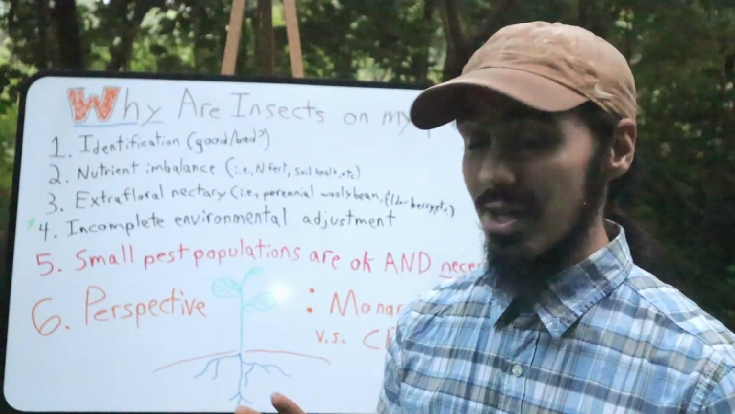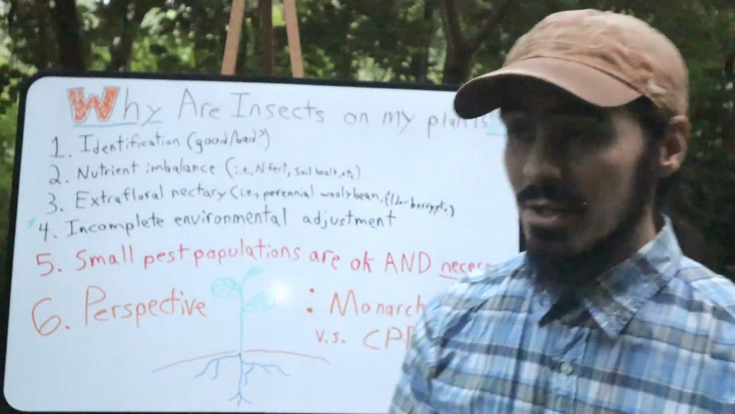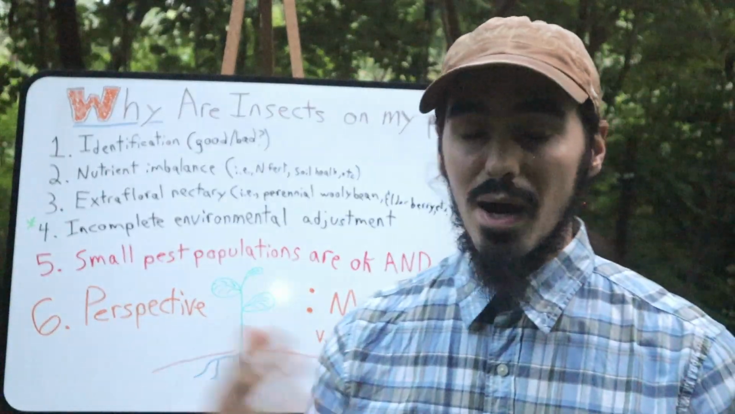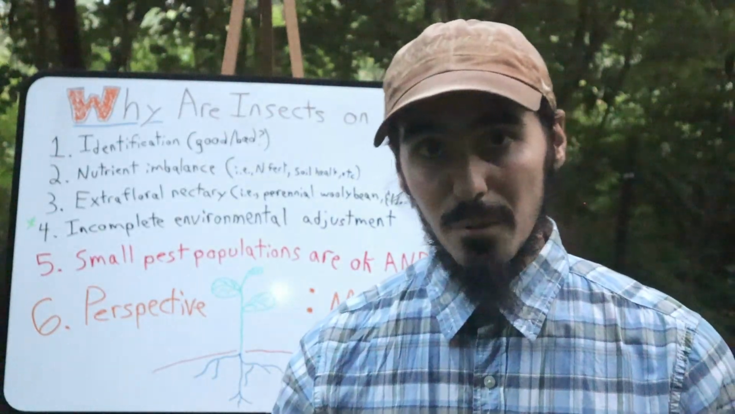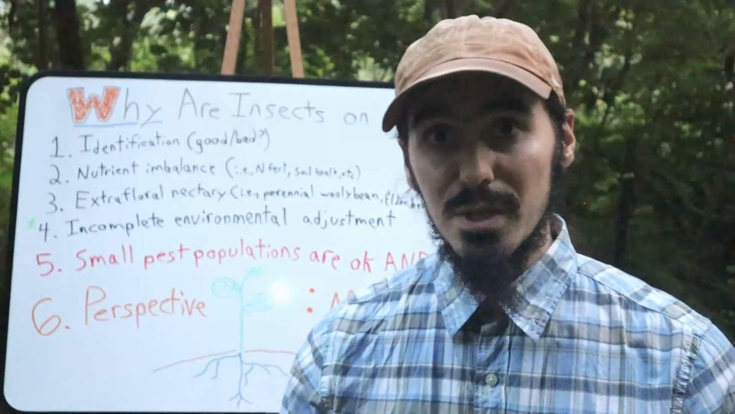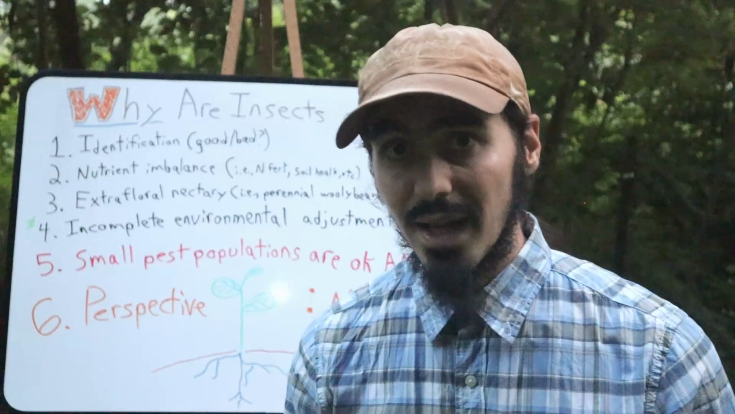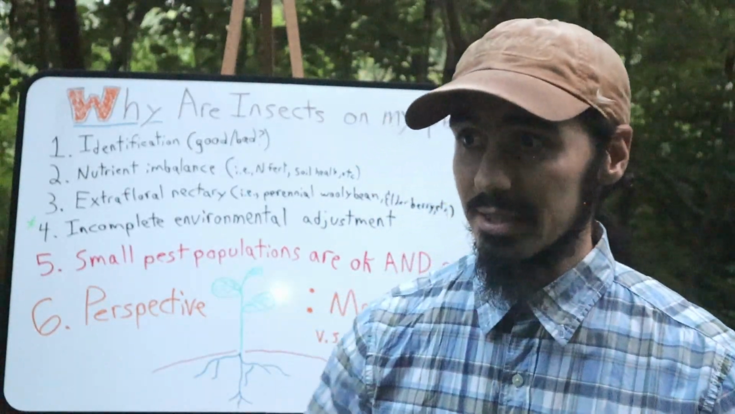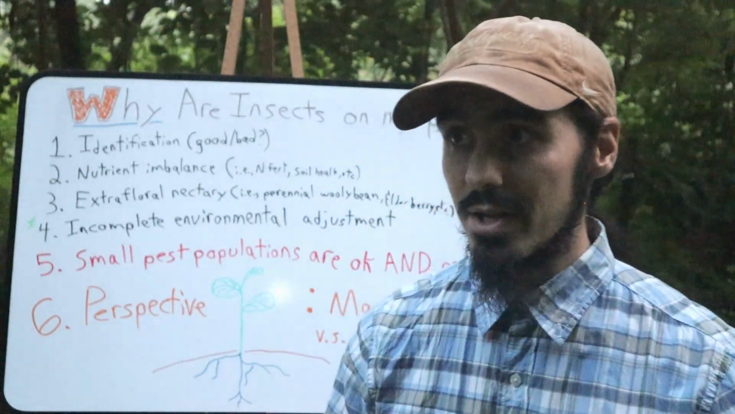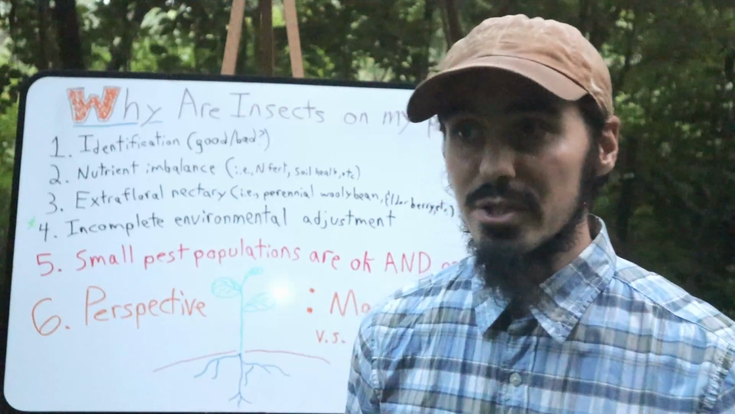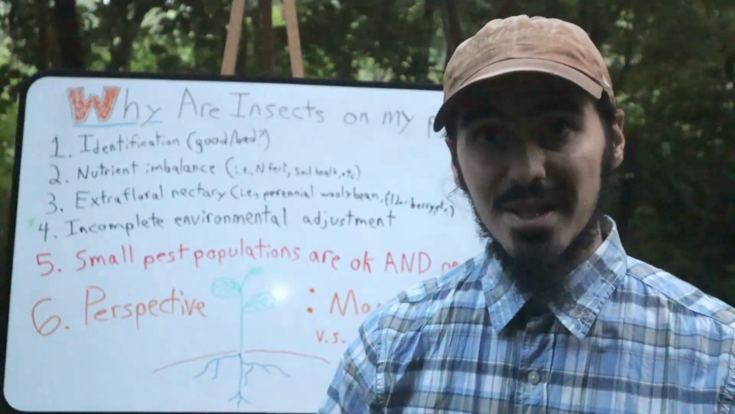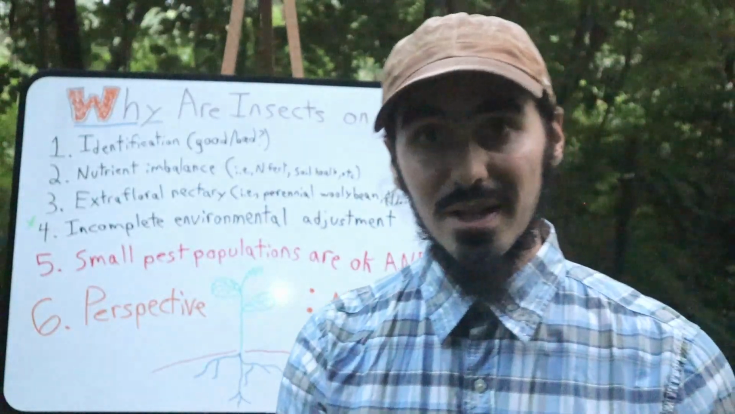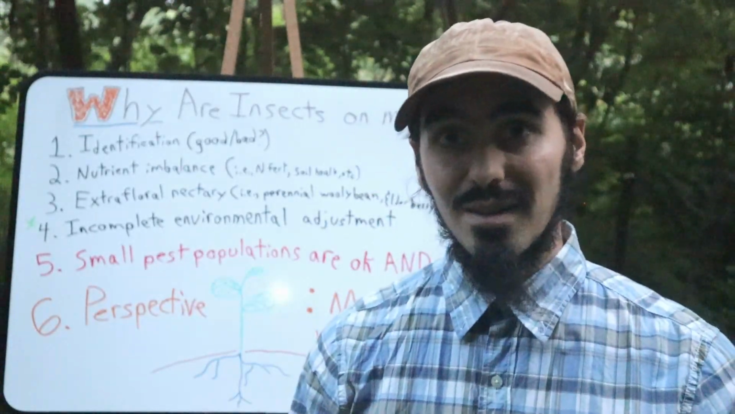And finally, this idea on perspective, right? So we have the monarch butterfly and we have the Colorado potato beetle, right? Both of these species are native to North America. However, for one of these species, we spend a lot of time and a lot of resources in trying to save this species from extinction or endangerment. And for the other species, we essentially are trying to exterminate it off the face of the planet.